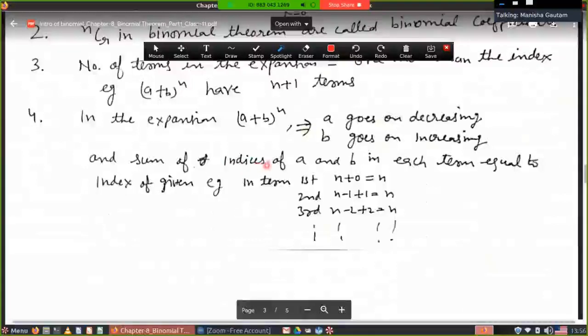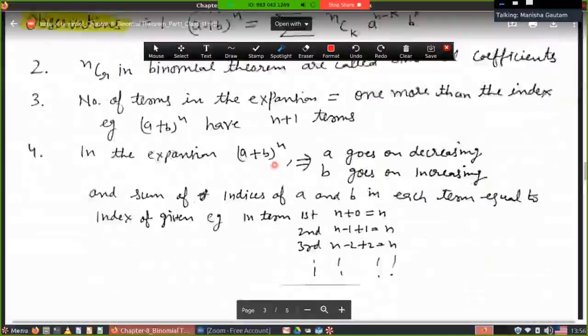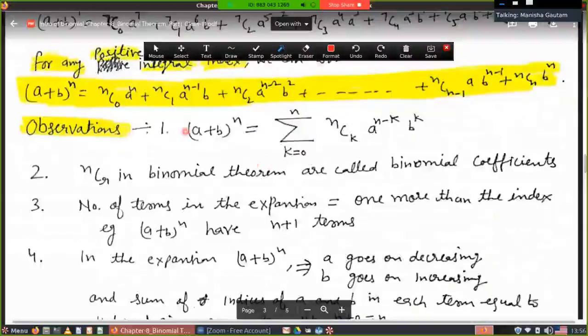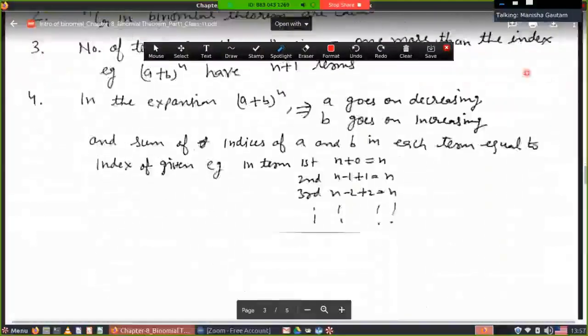As a sum of each term, I have told you, if you add the powers of a and b, you always get the index. N minus 1 plus 1, you get n. N minus 2 plus 2, you get n. And b to the power n, and a to the power 0, means n plus 0, you get n. It means either you get the powers of a and b both the same, or their sum is equal to the index.